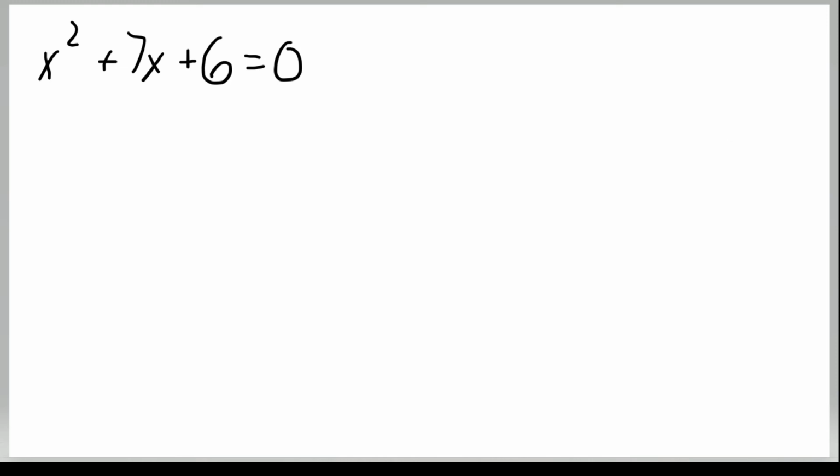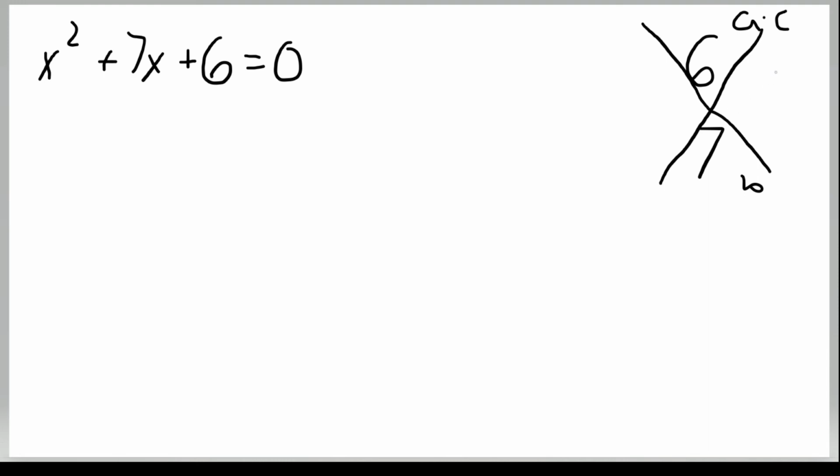You can have the grouping and diamond method of 6 and 7, make a little diamond, and just say this is going to be A times C, and this is just going to be B. So 6 times 1 is 6, and then B is 7, so that's 6 and 7. So now you're figuring out, okay, what adds up to 7 and what multiplies to 6? Well, it's just 6 and 1, just like last time, but just a little different.